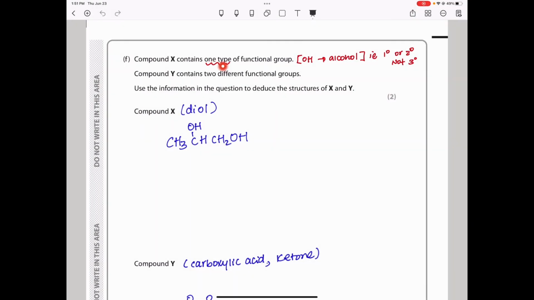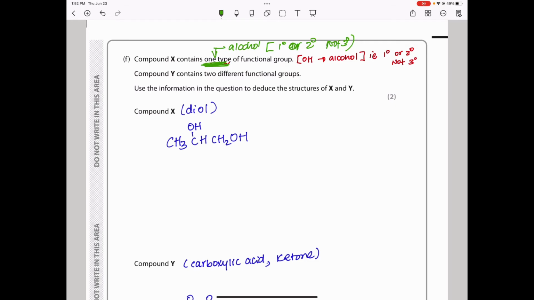Compound X contains one type of functional group. Remember, we saw that compound X has OH, which could be alcohol or it could be basically OH carboxylic acid. But since they have told us it has one type of functional group, it means it can never be carboxylic acid, because the carboxylic acid would never have been oxidized. So that tells us it is definitely an alcohol. And if it's an alcohol, it's going to be either primary or secondary, not tertiary. So we can see that.